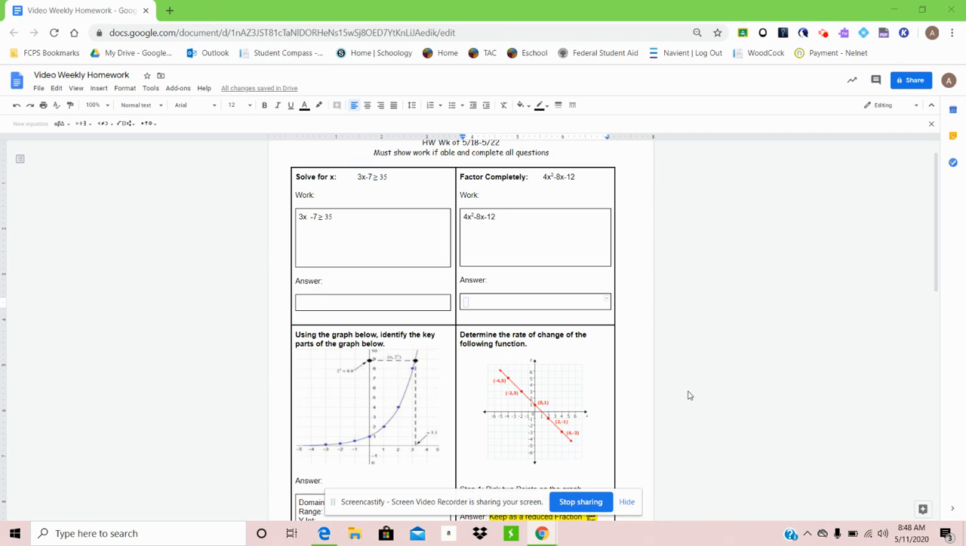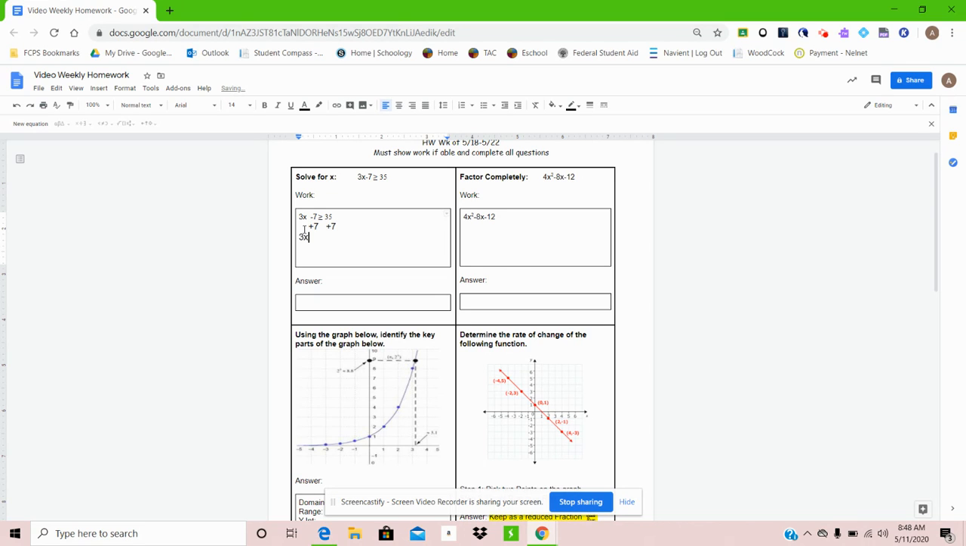All right, so looking at the first one, 3x minus 7 is greater than 35. Okay, this is an inequality. It's just like an equation in terms of solving it. The first thing I need to do is move this isolated number of -7, and to move that, I want to do the opposite. So -7, the opposite would be +7, and I need to make sure I do that to both sides.